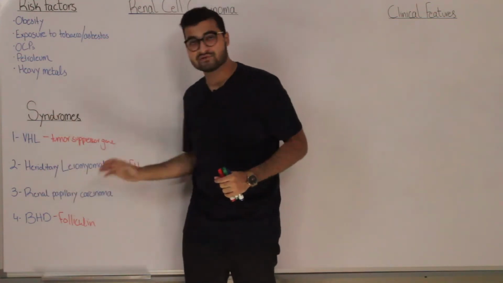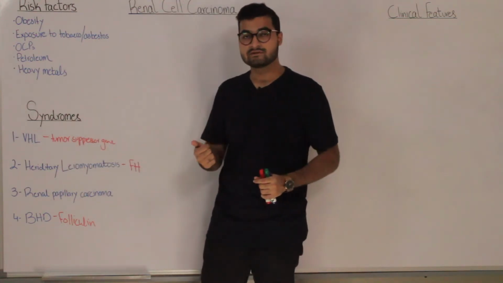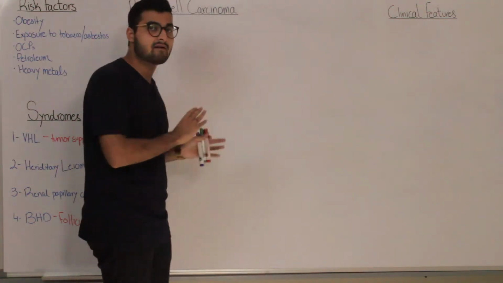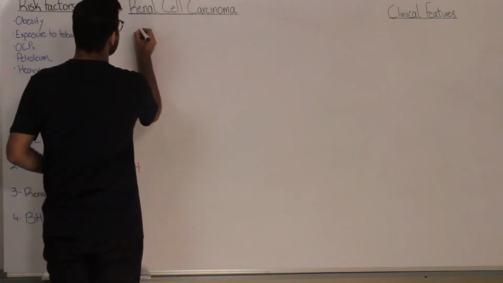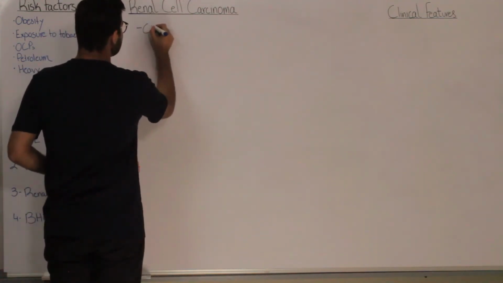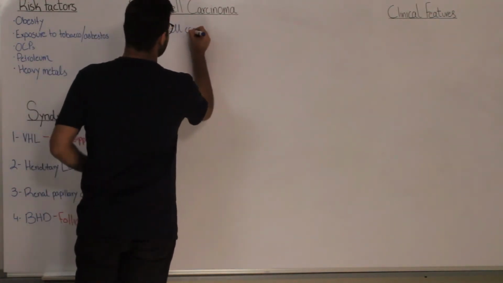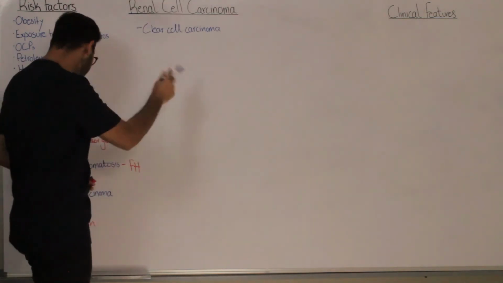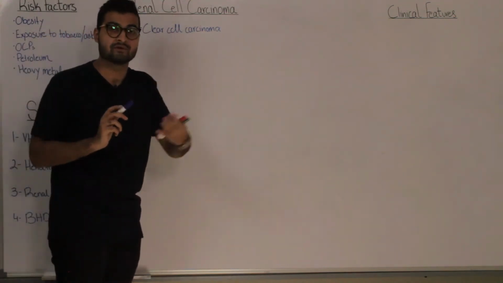So briefly, the different syndromes that are associated with renal cell carcinoma are VHL, hereditary leiomyomatosis, renal papillary carcinoma, and BHD. Now let's have a look at the different kinds of carcinomas. The first type on our list is clear cell carcinoma. This is the most common carcinoma amongst the different types, and it is associated with VHL. Let's talk about this in further detail.